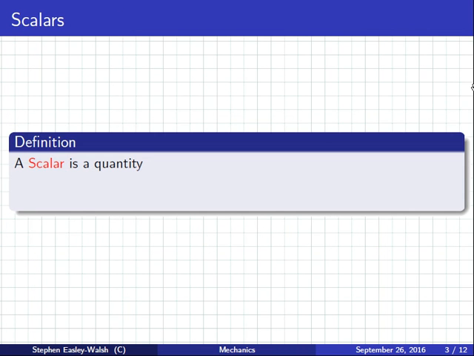Right, so a scalar is a quantity that has only magnitude. So this means a scalar is just a number. It has a size. That's all. It has no direction. It's just a number.